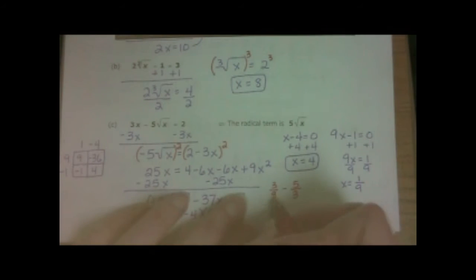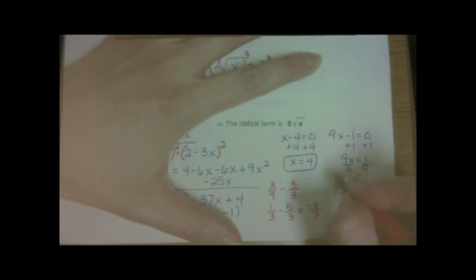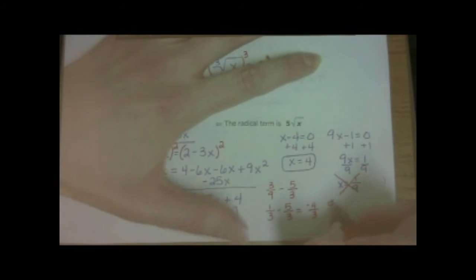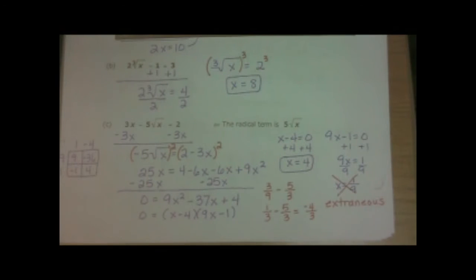All right? So this is 1/3. So 1/3 minus 5/3 gives me negative 4/3, not 2. So this is an extraneous solution. So I'm going to cross this one out. I'll write here that this is extraneous. It is not a solution to my equation. And this is why you need to check these when you're using this particular method.